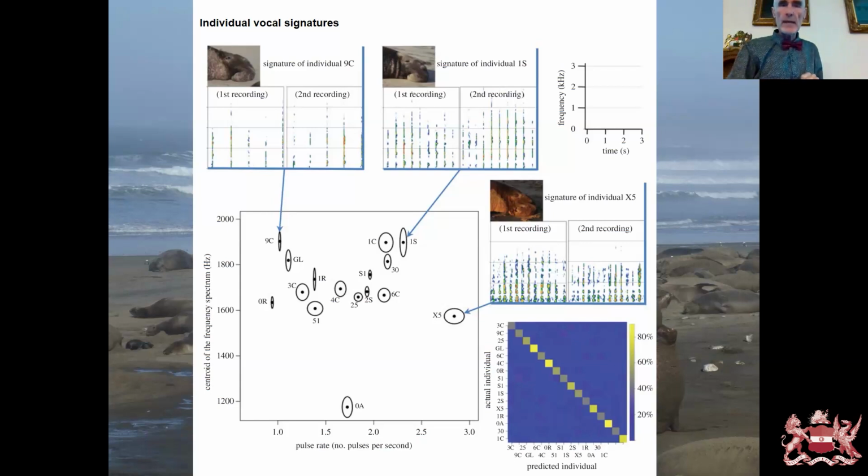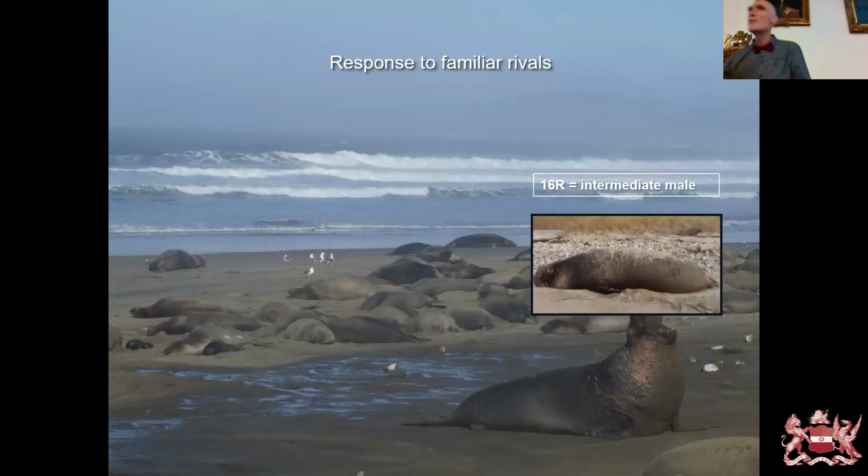And what we did was a playback experiment to ask males, are you able to recognize the other males who are on the beach? To do that, you have to imagine the situation. So you arrive in November, there's plenty of males on the beach. And so the first thing that you have to do is to mark them, okay? To know who is who, to record each of the males.